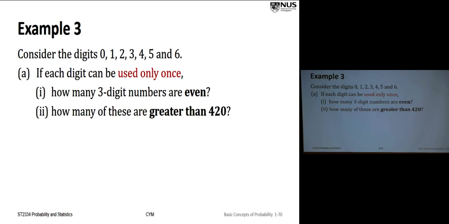Okay, so this one is similar to the previous one. Use each digit only once, with even numbers, 3-digit numbers.